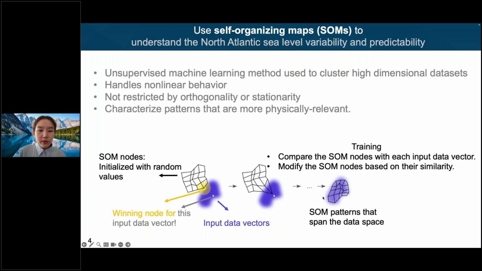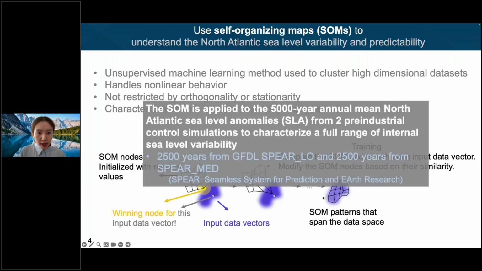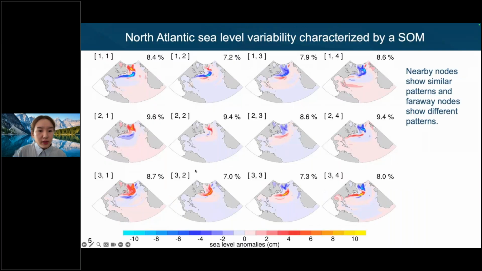By doing this repeatedly, we're able to get some patterns that span the data space and represent the variability in the data. Here specifically, we apply the SOM to the 5,000-year annual mean North Atlantic sea level anomalies from two pre-industrial control simulations to characterize a full range of internal sea level variability. These simulations include 2,500 years from the GFDL SPEAR low and 2,500 years from the GFDL SPEAR median models. Then let's look at some results.